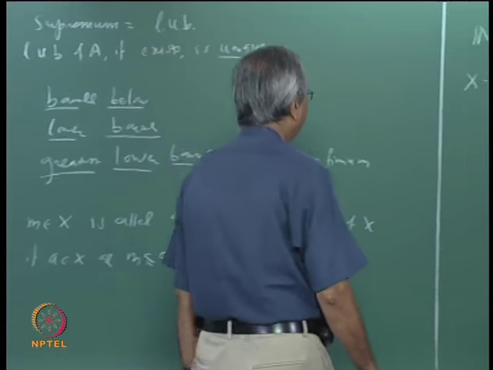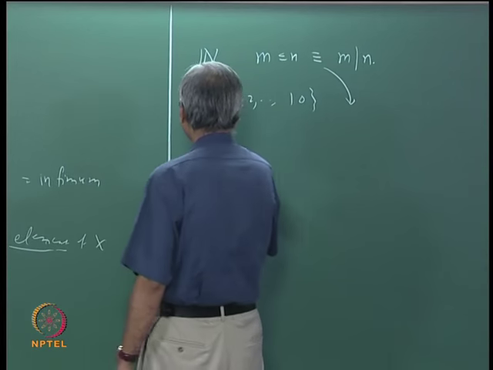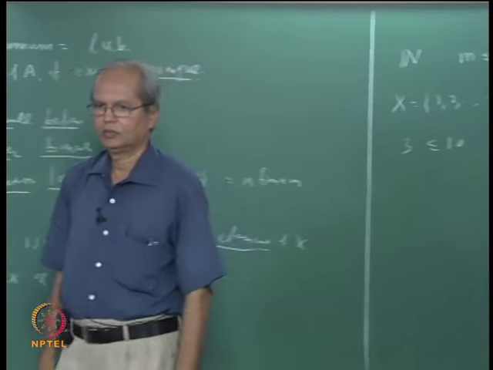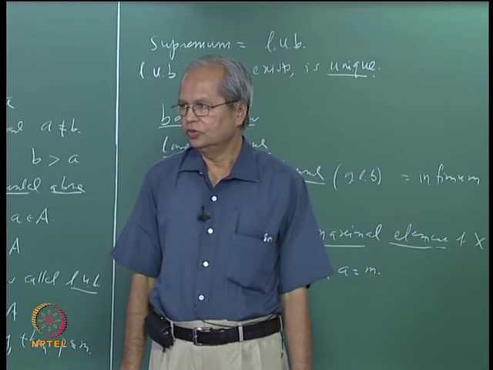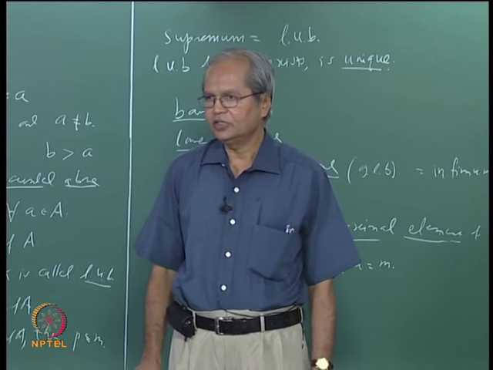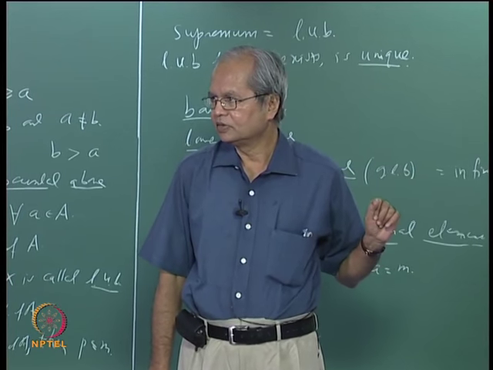For an upper bound, what we require? That every element here must be less than or equal to 10. For example, suppose you take the element 3. Is this true? No. That means 10 is not an upper bound. That's clear. But 10 is a maximal element.